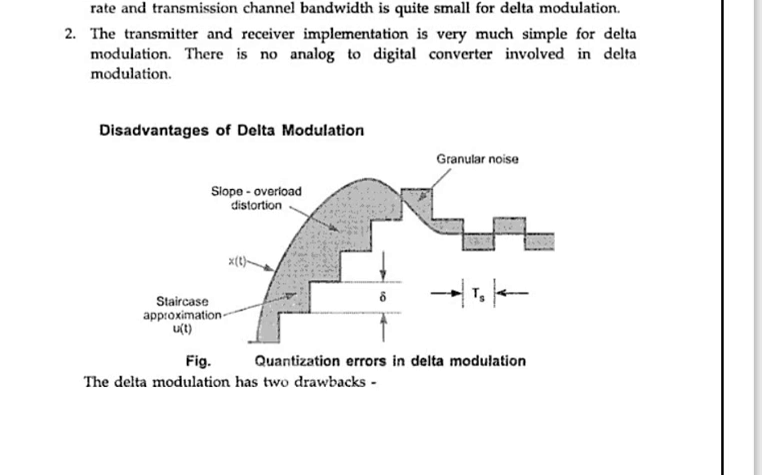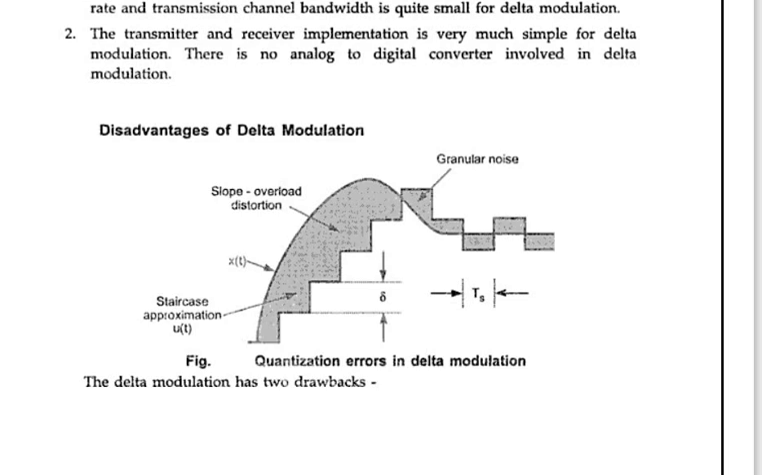What is the slope overload distortion? First I'll explain this part. It arises if there is a large dynamic range input signal. See, these are the steps you have converted, these are the samples. If this input signal is large or its range is so large, then you will have this kind of error. So if the rate of rise of the input signal is so high, please do make a note: the rate of rise of the input signal is so high that the staircase signal cannot approximate it.